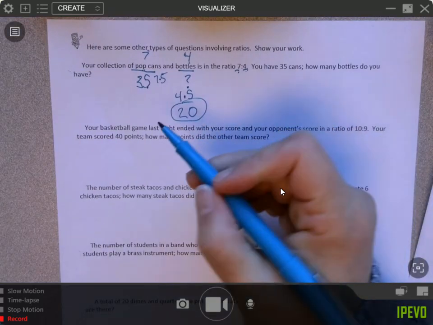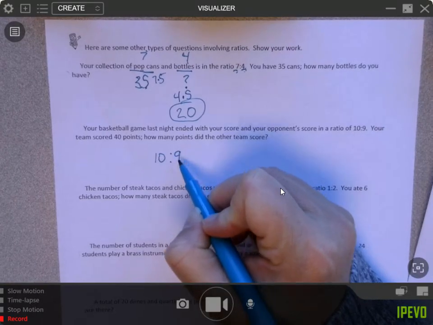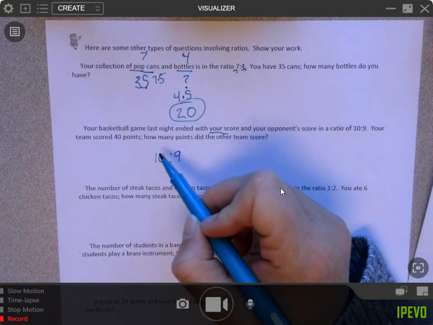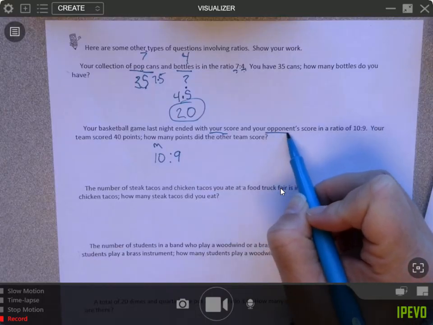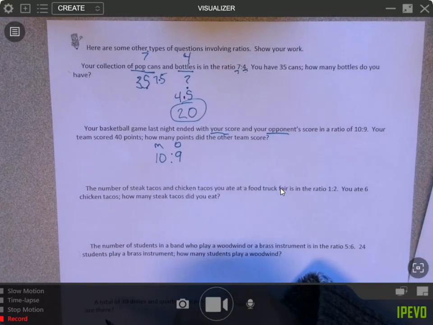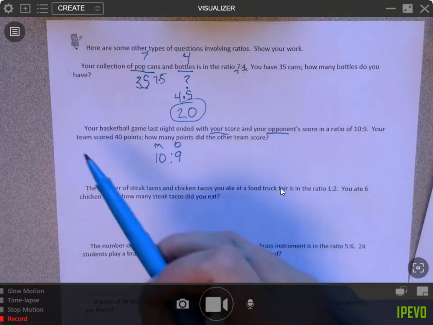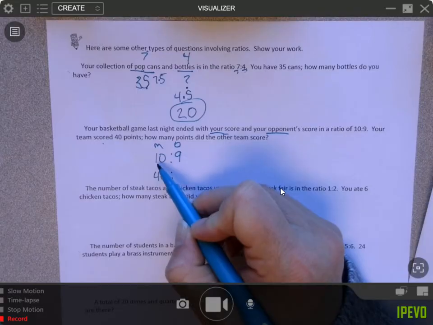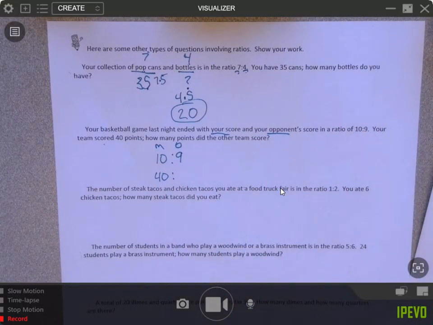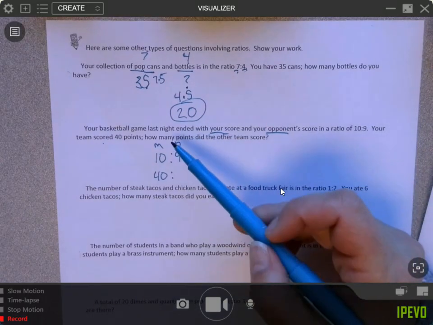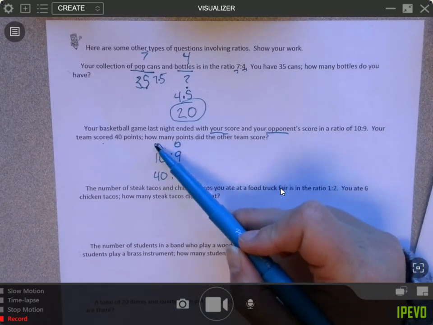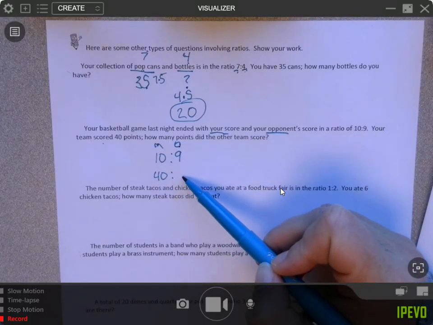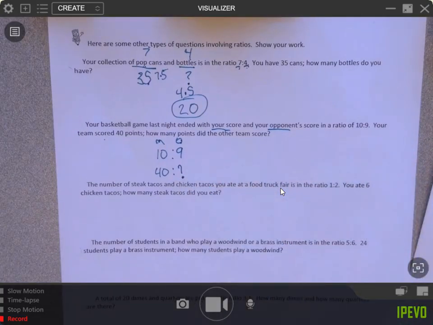So the first thing I'm going to do, I'm going to say, okay, 10-9 is my ratio. I know my score is first. The opponent's score is second. Other information I know: my team scored 40 points. So I'm going to put the 40 points right here. How many points did the other team score? So if I'm writing it out, I label my ratio. I put in the information that I know. What do I have to do to figure out the other team's score?